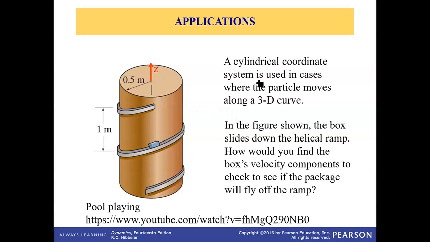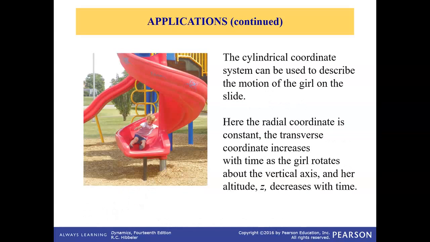Look at the application example: a cylindrical coordinate system is used in cases where the particle moves along a 3D curve. In the figure shown, the box slides down the helical ramp. How would you find the box's velocity components to check if the package will fly off the ramp? We would like to make sure that the box stays on the track as it spirals down from top to bottom, and that's possible only if we know the acceleration of the box, and to do that we need to know the velocity of the box as well. And since it's a 3-dimensional spiral motion, we use the cylindrical coordinate system.